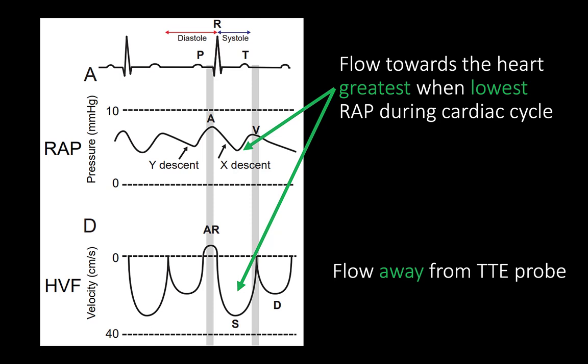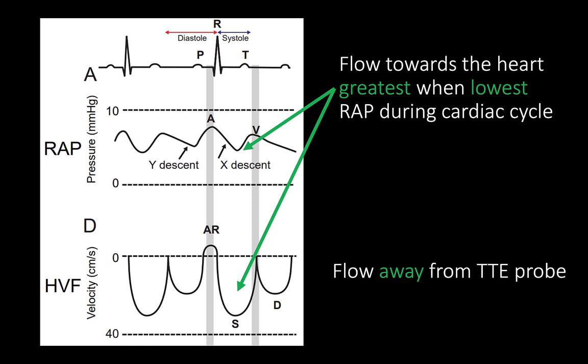During ventricular systole, the X descent on the RA pressure tracing corresponds to the systolic hepatic vein velocity, or S wave, on the hepatic vein tracing. Just prior to tricuspid valve opening in diastole, the increase in RA pressure leads to an interruption of flow in the hepatic vein, but seldom has retrograde flow in the healthy individual.